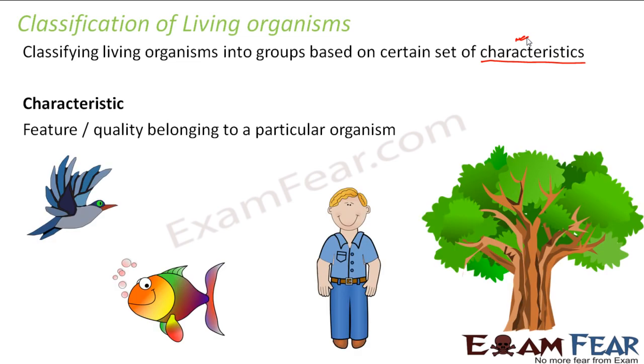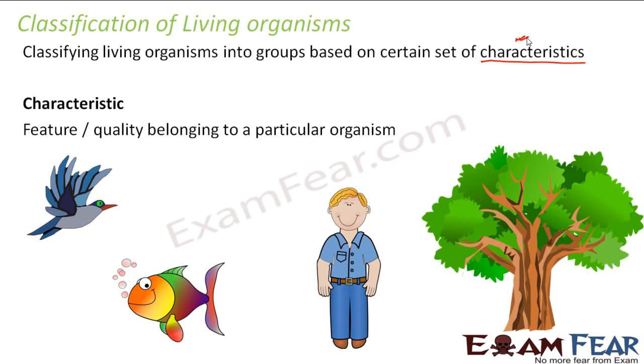Now, let me take one small example to make you understand what I mean by characteristic. Here on the screen, you see different types of living organisms. For now, you see a bird, a fish, a man, and a tree. Do you think all of them are living organisms? Fine. But do you think that all of them are similar? No, right? There are a hell of a lot of differences between any two of them. So when I say, give me a characteristic of a bird, what is the first thing that comes to your mind? Maybe the feathers, the flight. Birds can fly. So flight is a characteristic of a bird.